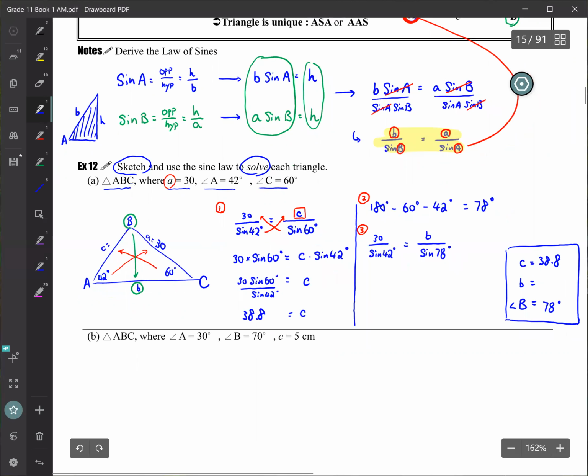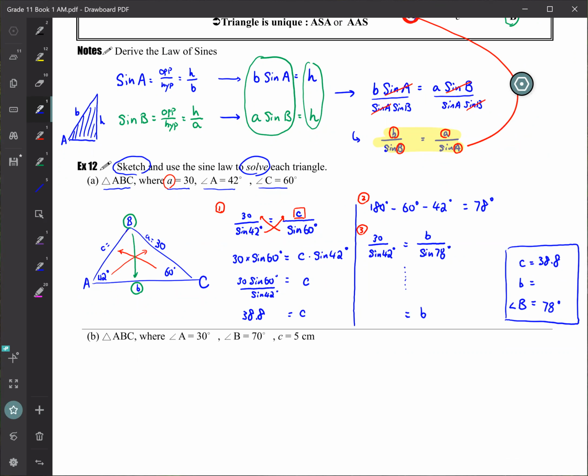Okay, so I'll let you do the cross multiply by yourself this time, and then let me know when you raise your hand when you get the side B as well. Okay, so step 3 is same as step 1, right? You're missing a side, but you can only do that until you find the angle, right? One of the parts in the pair.